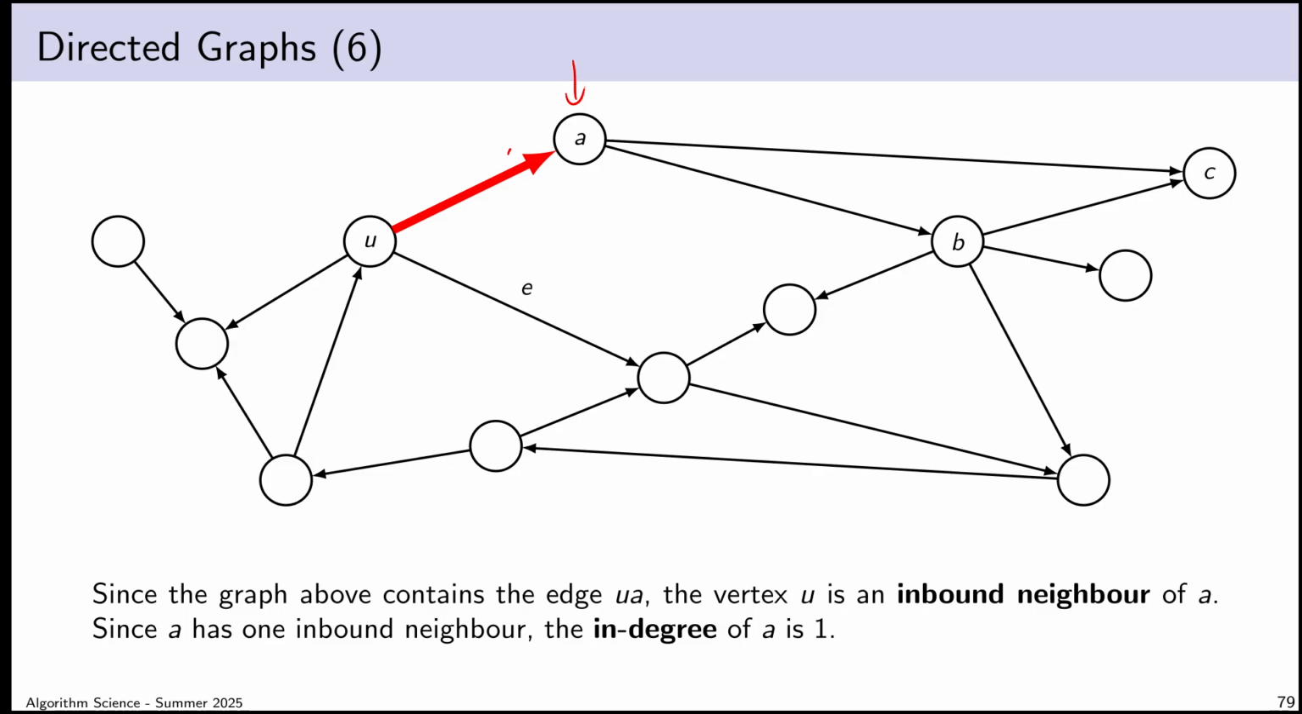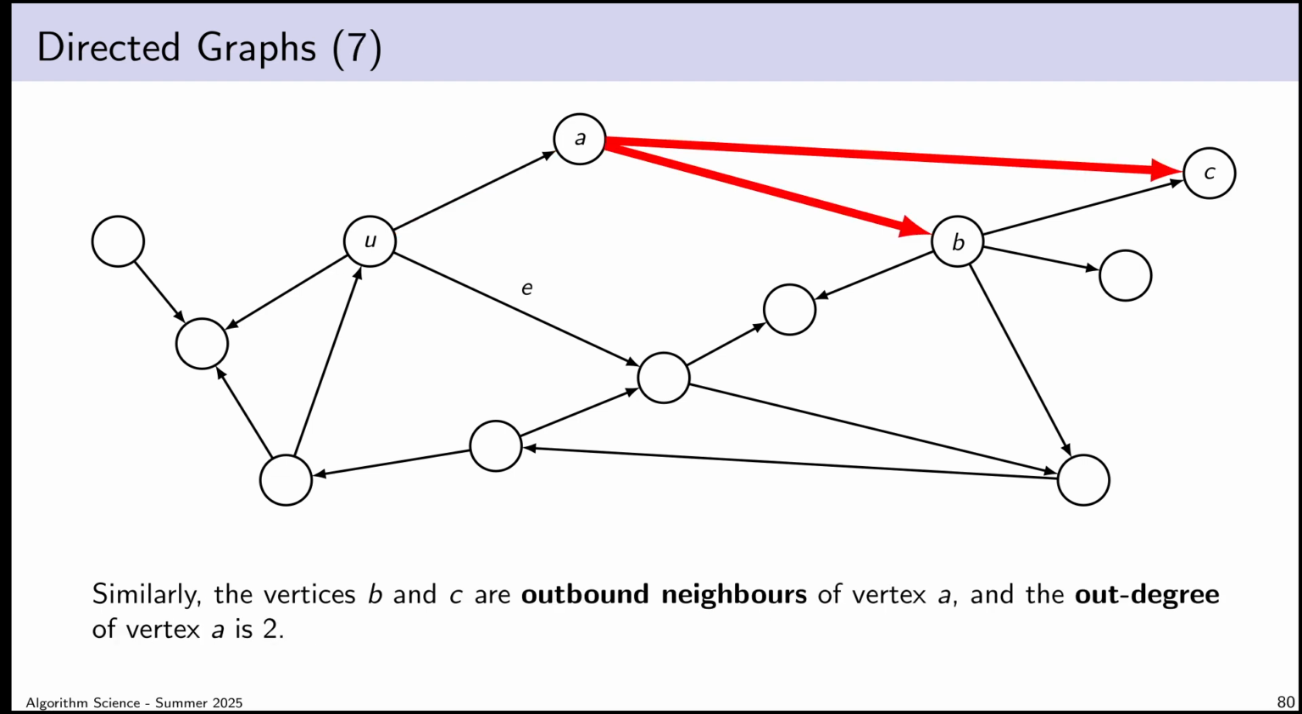Notice how I have this one edge that is inbound into A. And so I'll think of U as being an inbound neighbor of A. And similarly, I'll want to differentiate the degree of the vertex by the direction of the edge. In this case, the in degree of A is 1, because A has one inbound neighbor, which is vertex U. On the other hand, there are edges from A to B and to C. And so B and C are outbound neighbors of A, and the out degree of A is 2.